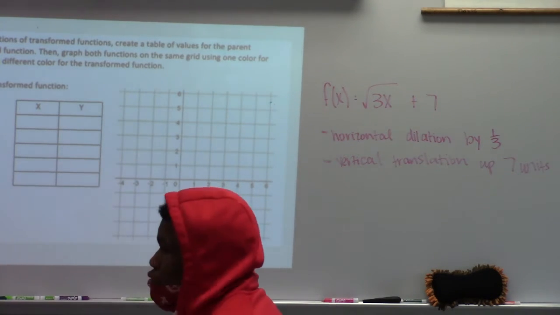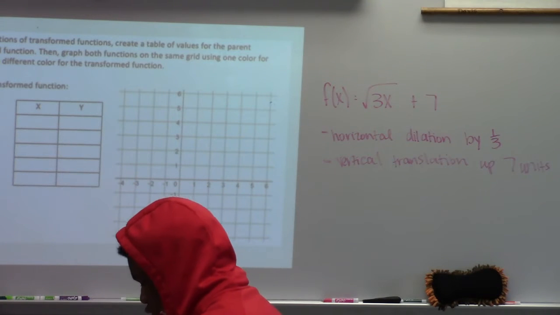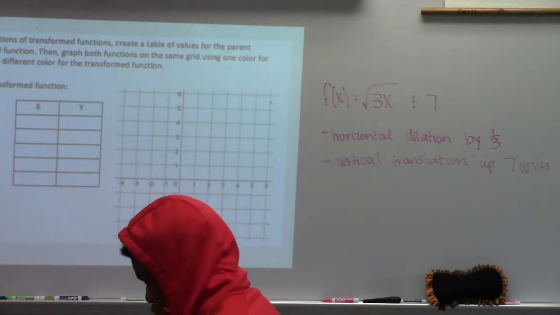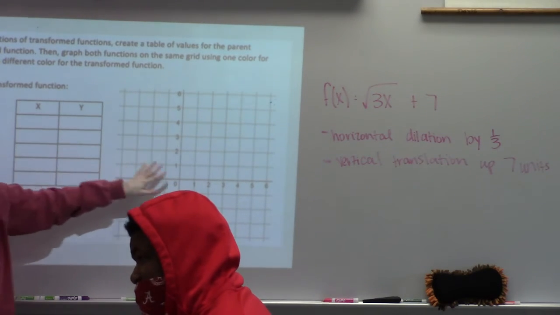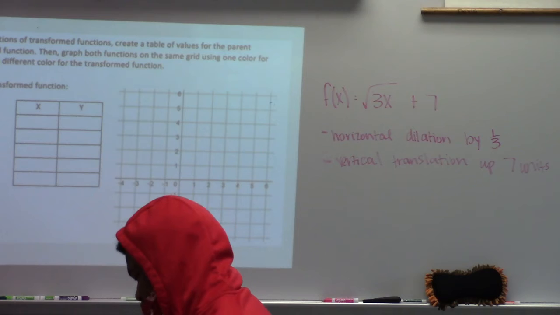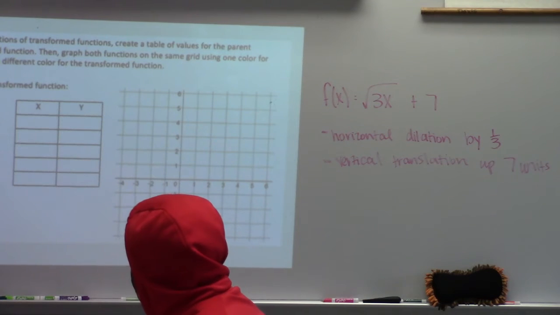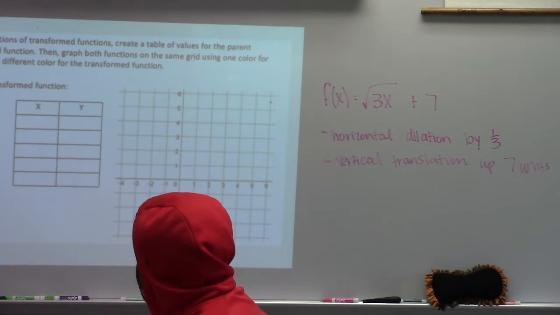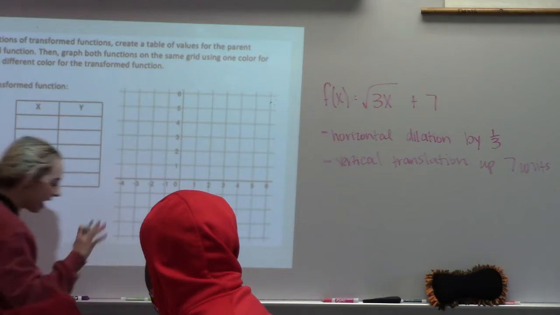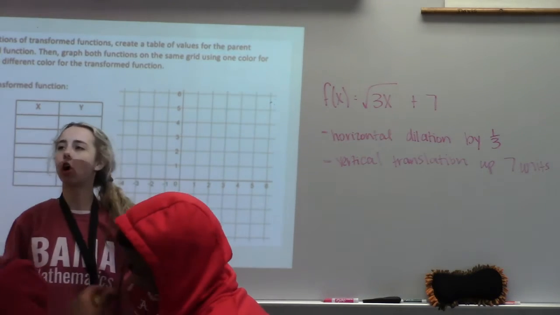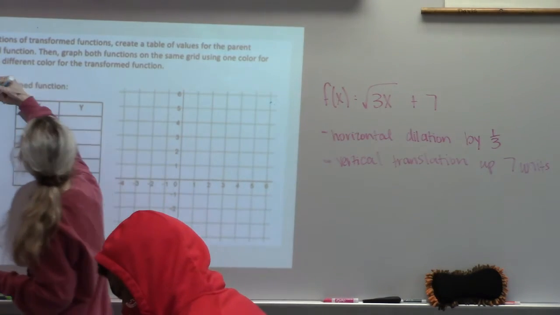Okay, so we're given the equation where some transformations have been applied, so we have to make the table for the parent function, the table for the transform function, and then we graph both of them on here. When you're graphing them, choose a color to use for your parent function, and then choose a different color to use for the transform function, and stick to those colors throughout all 4 of these problems.